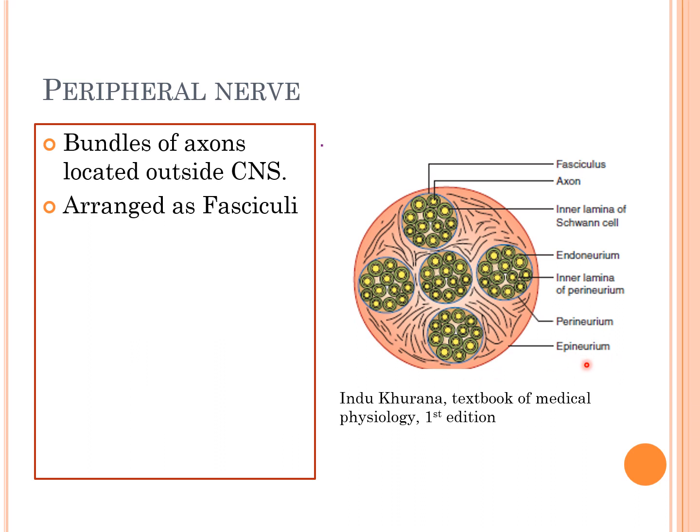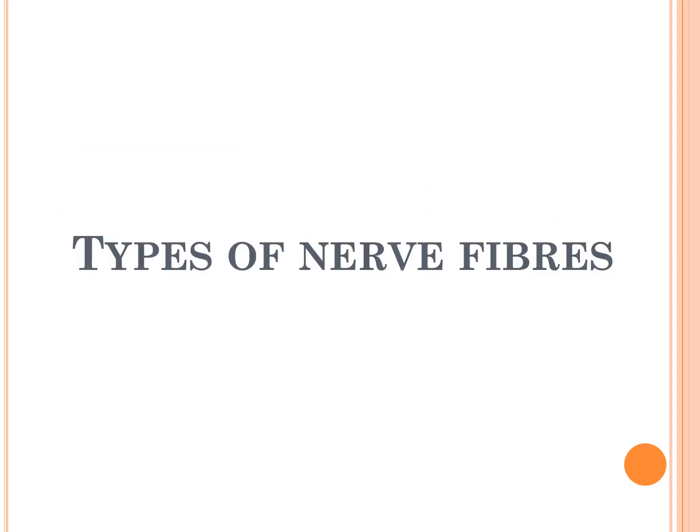So a single nerve fiber is covered by a connective tissue which is called endoneurium, which means innermost. The collection of nerve fibers forms fasciculi, and each fasciculus is covered by a connective tissue which is called perineurium, and the collection of fasciculi together forms the nerve, and this nerve is covered by a connective tissue which is called epineurium. So this is the structure of the peripheral nerve.